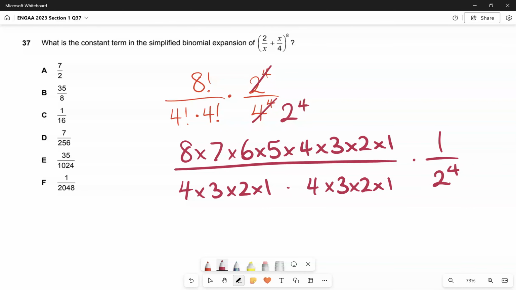So what we end up having is that 8, 6, 4, 2 cancels with these parts. And then we also have a 3 cancelling here, and then ones that we don't need to worry about. So we have 7 times 5 over 4 times 2, which is 35 over 8, which is B.